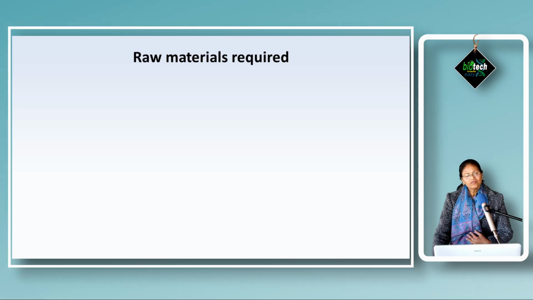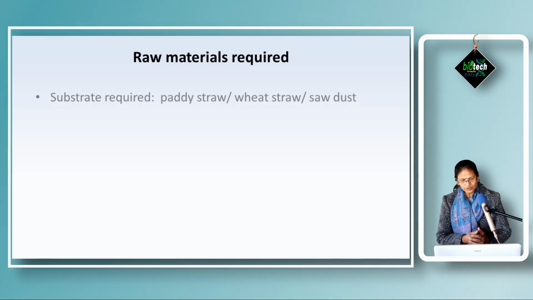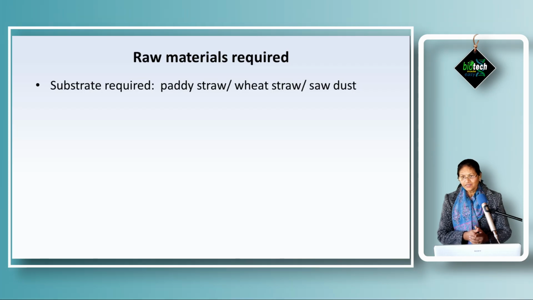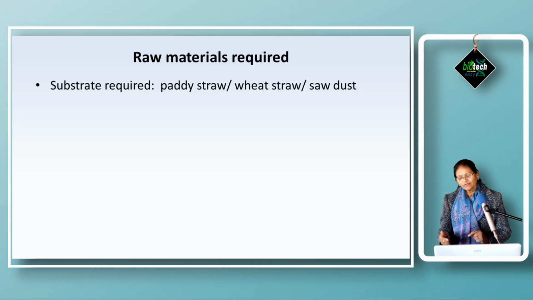Now let's see what are the raw materials required if we want to cultivate the mushroom. The first thing is that the substrate is required, because if you want to grow the edible fungi or the mushroom, it needs some food, and that food it will get from the substrate. So the substrate you have to provide should be either the paddy straw or the wheat straw or the sawdust. So any of these can be taken.